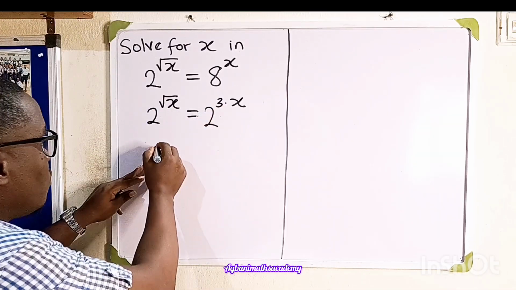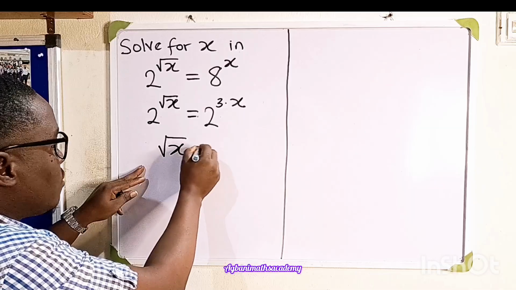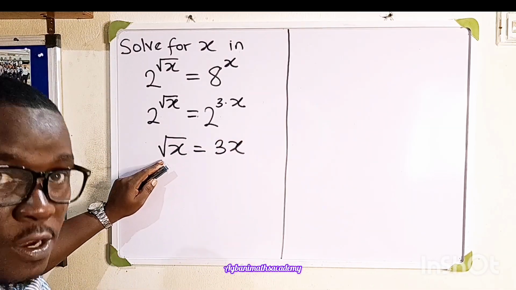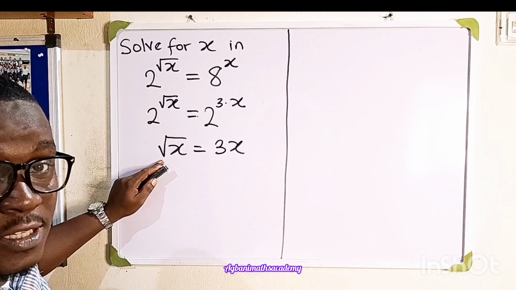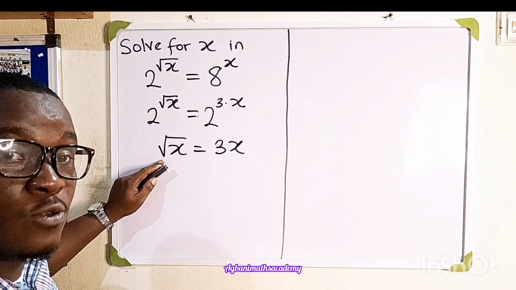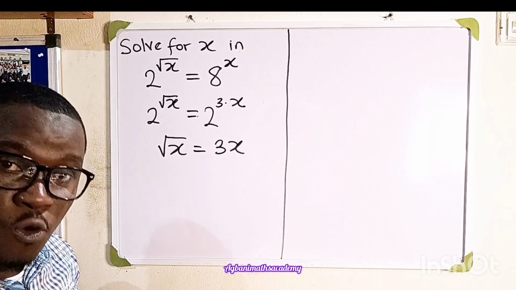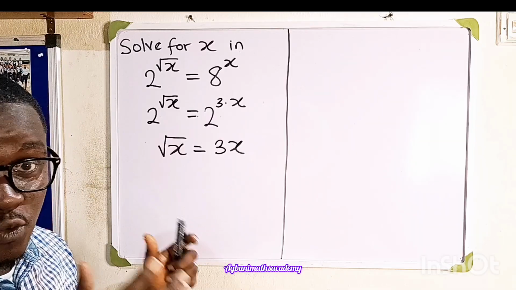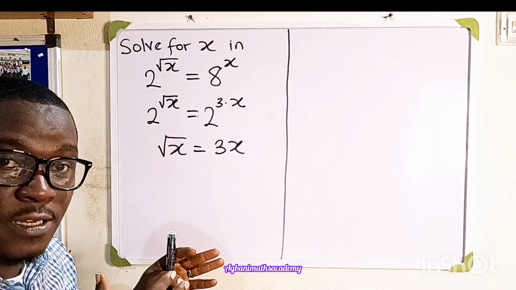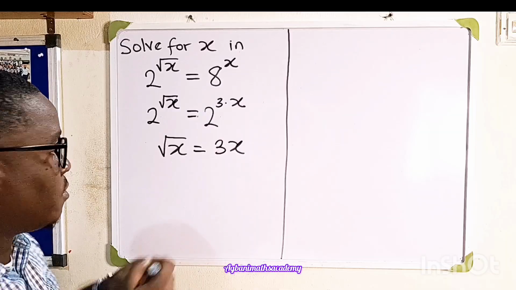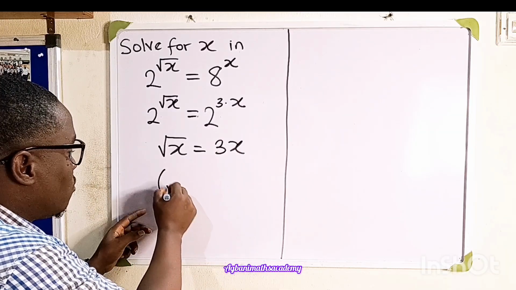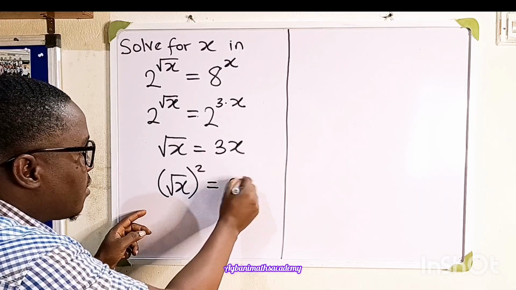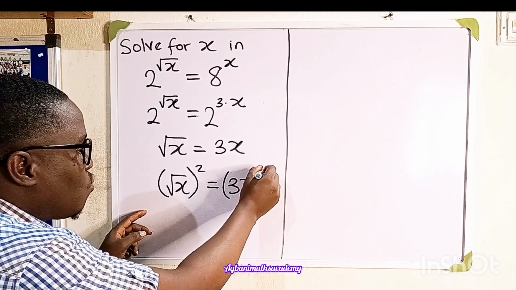So this will give us square root of x is equal to 3x. But we need to eliminate square root. In order to find the value of x, we need to eliminate square root. So how do we eliminate square root? We introduce the opposite of square root, which is square. Since we are working on an equation, whatever we do to the left side, we are going to do the same to the right side. So this will be square root of x squared is equal to 3x squared.